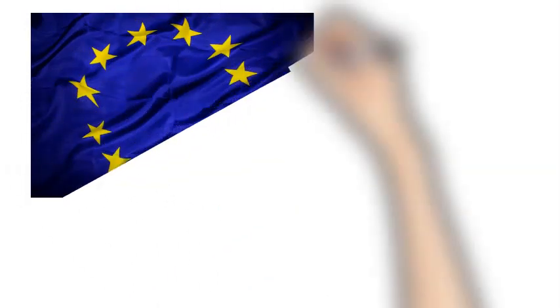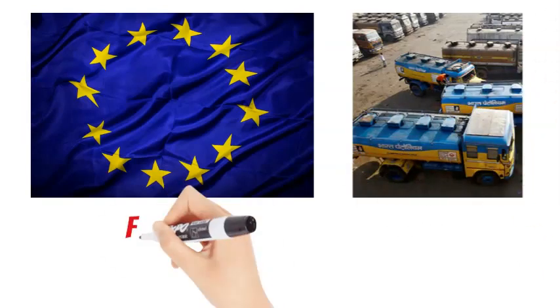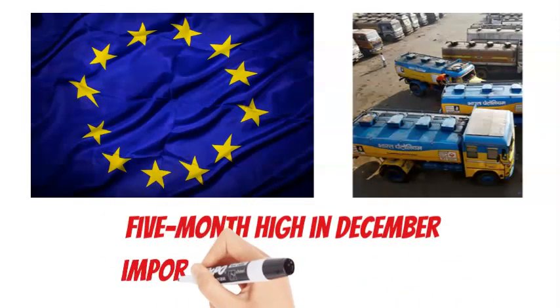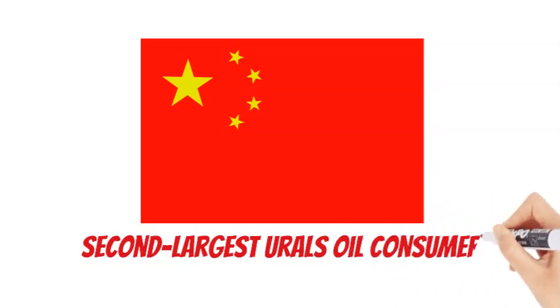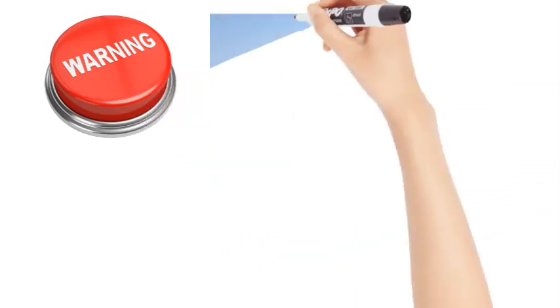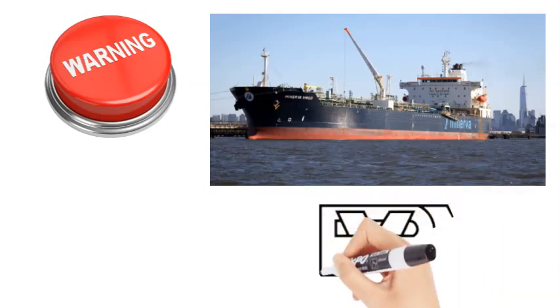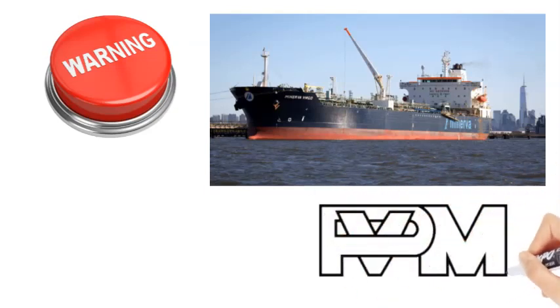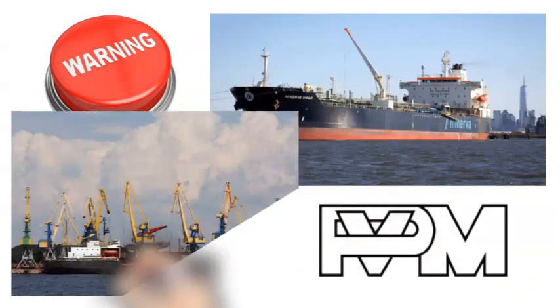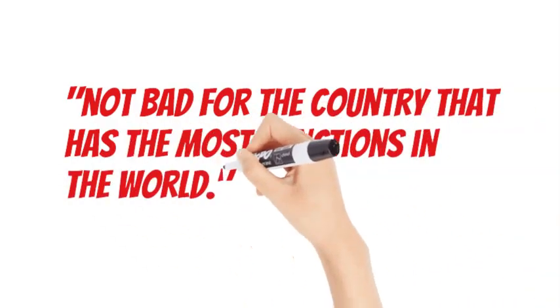Despite the European Union's pleas to India and China to accept the price ceiling, India's oil imports are said to have reached a five-month high in December, owing to increasing imports of Russian crude oil. In January, China was considered the second largest Urals oil consumer. Nevertheless, despite dire forecasts, the damages from the sanctions imposed on Russian oil shipments have not been as devastating as anticipated. A leading expert at PVM Oil Associates in London claims that the amount of Russian oil that will be loaded from Baltic ports in January may even rise by 50% from December levels. The analyst said that this is not bad for the country that has the most sanctions in the world.